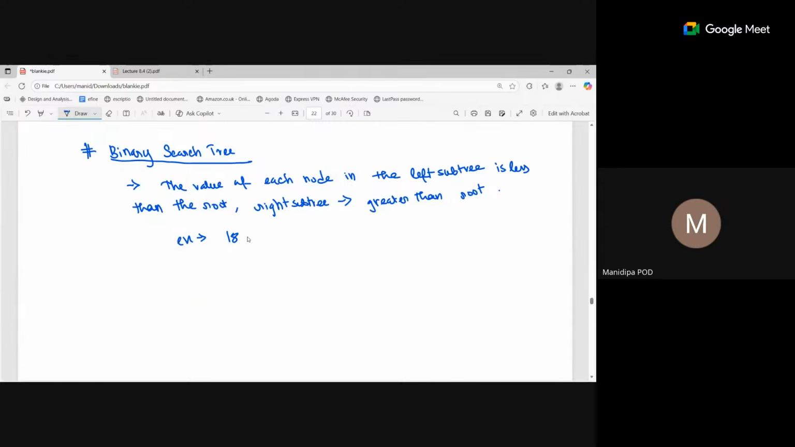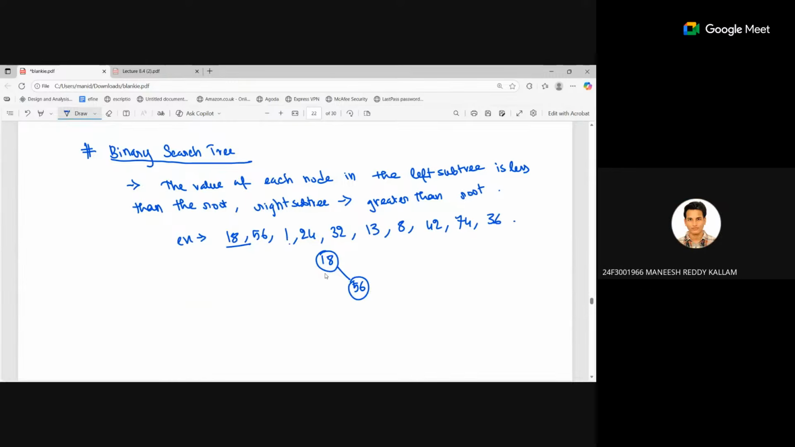So let's say we have nodes 18, 56, 1, 24, 32, 13, 8, 42, 74, 36. Let's say these are the nodes. I have to insert these nodes in this exact order in my binary search tree and create the tree. So first root node is 18. 56 will go to which hand side, left or right? Right hand side, ma'am. Then 1, left hand side, ma'am. Left hand side of 18.